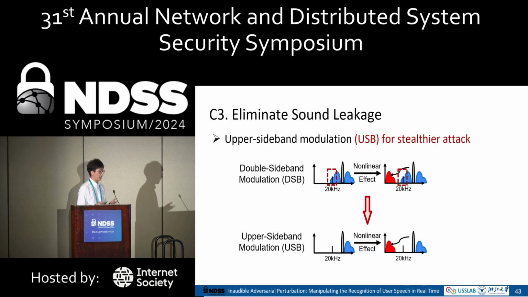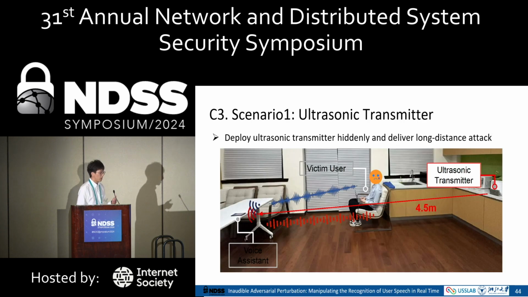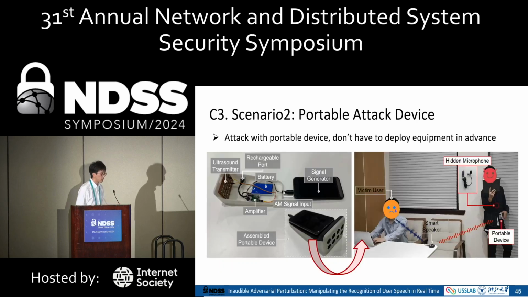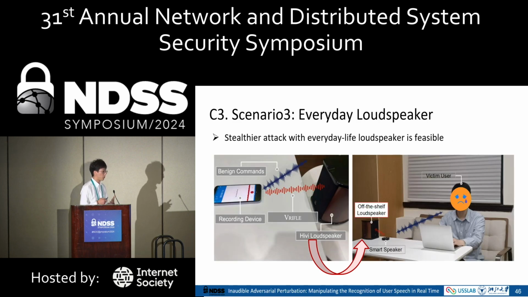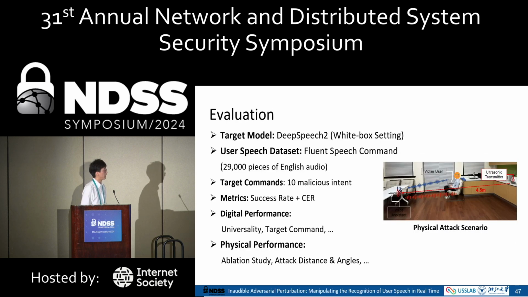For the sound leakage challenge, we employ upper sideband modulation, which saves energy by removing the lower sideband and benefits long-range delivery of our perturbation. In this way, attackers can deploy the ultrasonic transmitter very covertly and deliver long-distance adversarial attacks. And we also implement a portable attack device. In this way, attackers don't have to deploy the equipment in advance, and it's highly stealthy. We also demonstrate that attack with an everyday life loudspeaker is feasible, forming a comprehensive attack strategy.